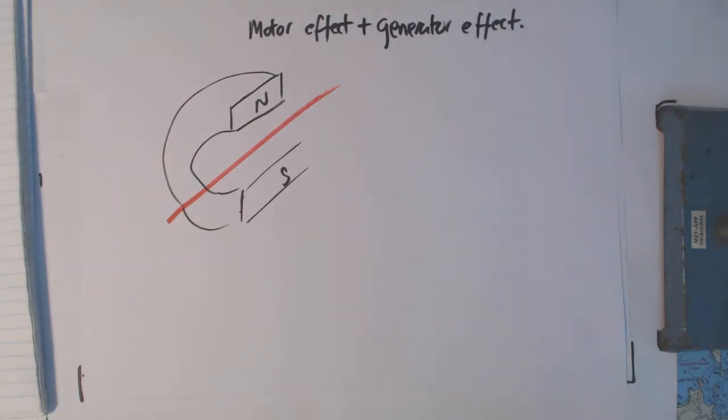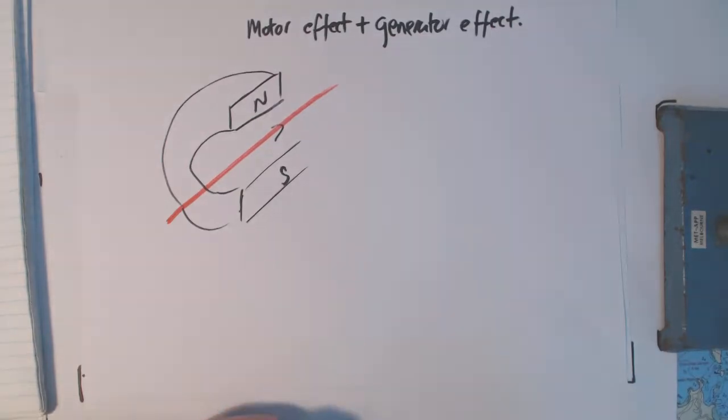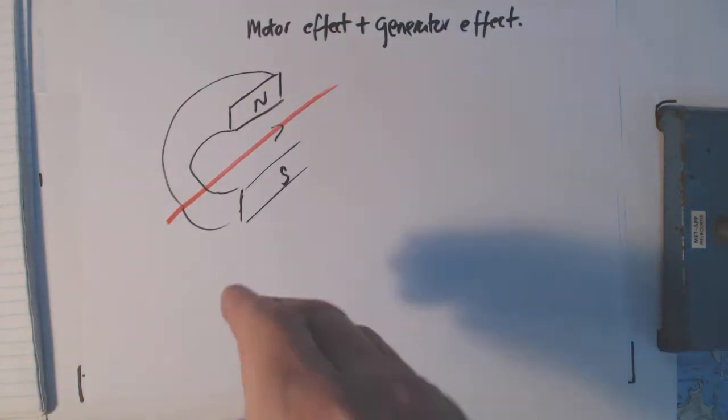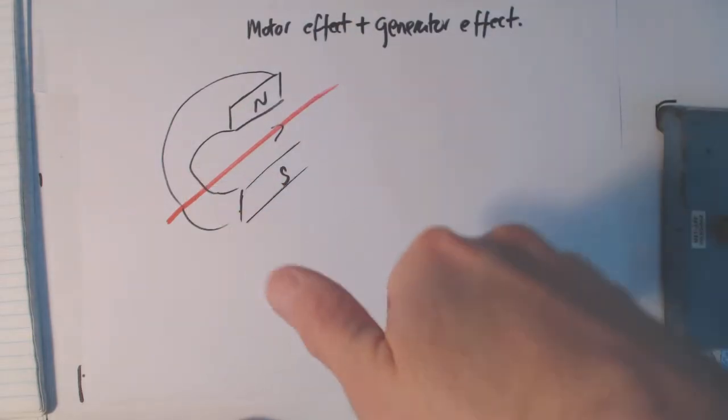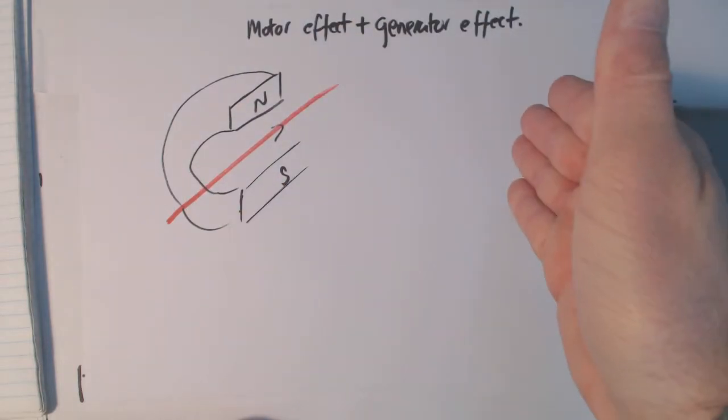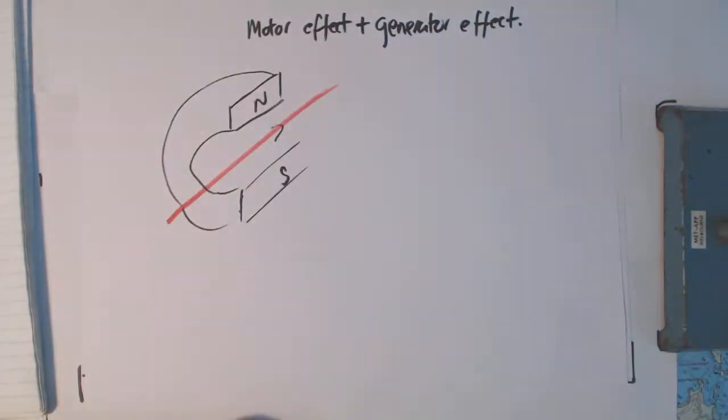Now, motor effect, we said we need a current flowing through it. So if I put my current going that way, the question we're asking ourselves is, which way will the force be? So our field is down, north to south. Our current is that way. Our force is going to be in the direction that way.